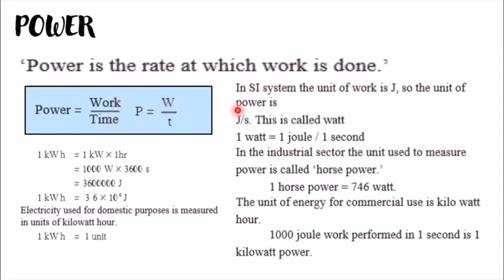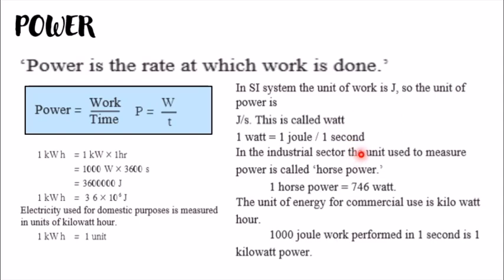Now in the SI system, the unit of work is joule. And for power, it is joule per second. We can also write it as watt. 1 watt is equal to 1 joule per second. You can write joule per second or watt. So 1 watt will be equal to 1 joule per 1 second.